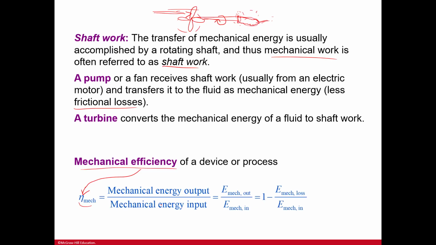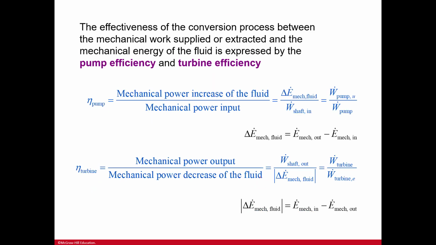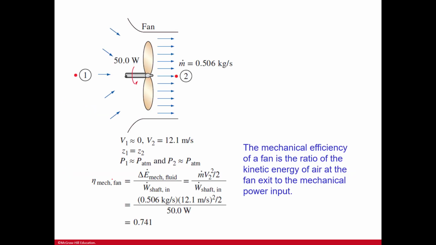Oh, and here, the reason it's 1 less, so this is loss over N, and that's because at 1, it's 100%. The effectiveness of the conversion process between the mechanical work supplied or extracted and the mechanical energy of the fluid is expressed by the pump efficiency and turbine efficiency. So we just have the efficiency of a pump and the efficiency of a turbine.